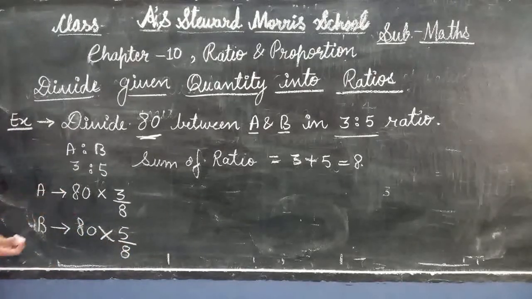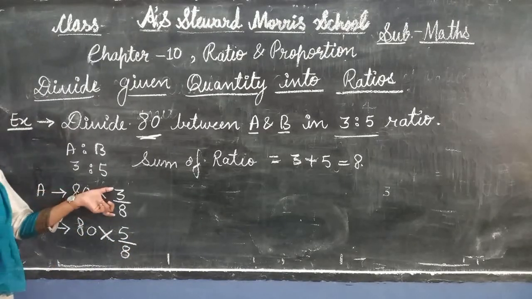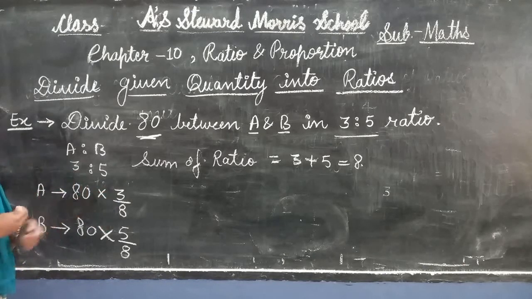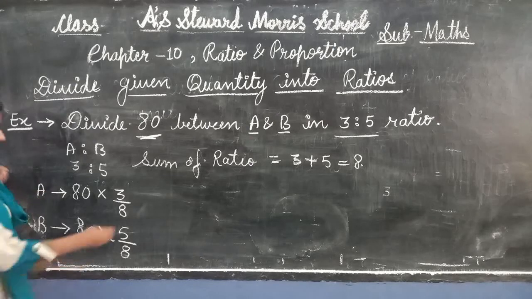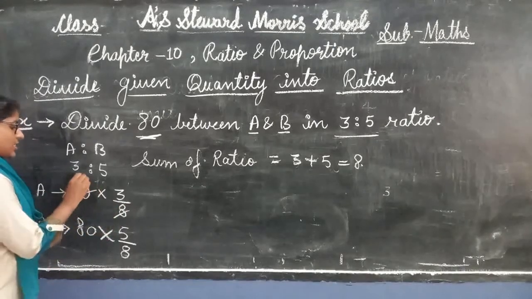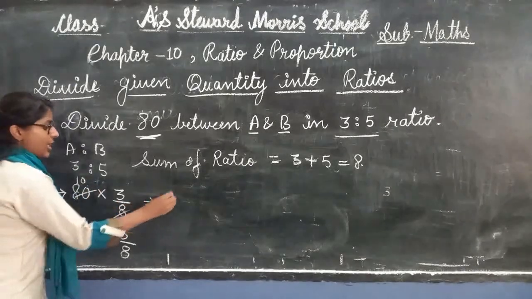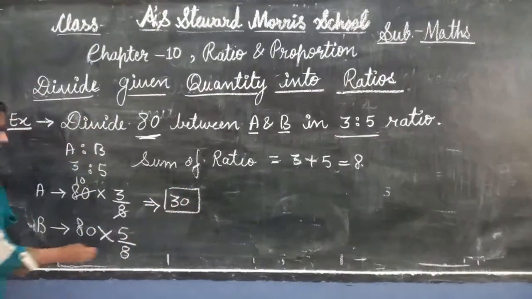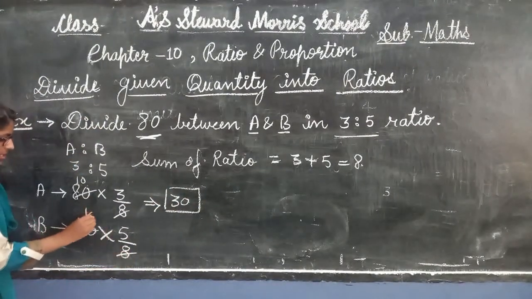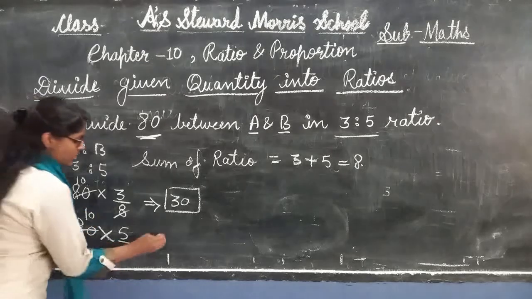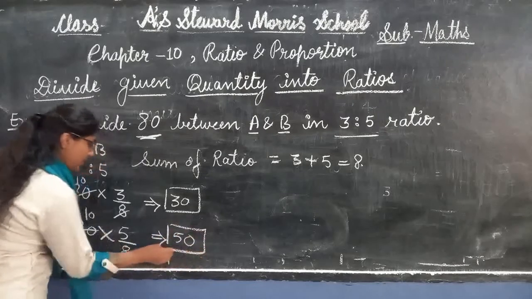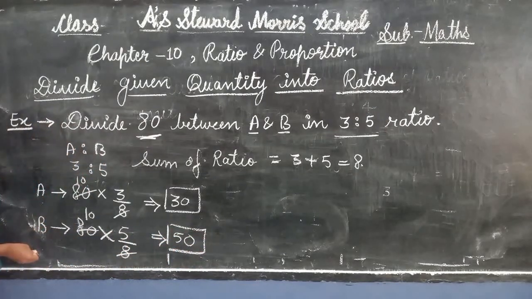We multiply this fraction part by the total, and we get the part of A. Just like 80 divided by 8 is 10, and 10 multiplied by 3 gives 30 here. So the answer is 30. And for B, 80 divided by 8 is 10, and 10 multiplied by 5 is 50. So you can see here A got 30, B got 50.